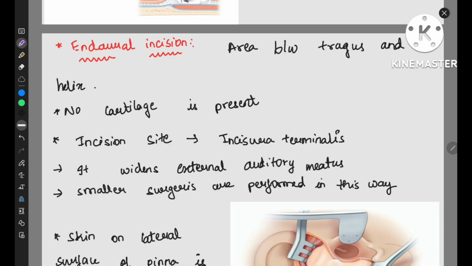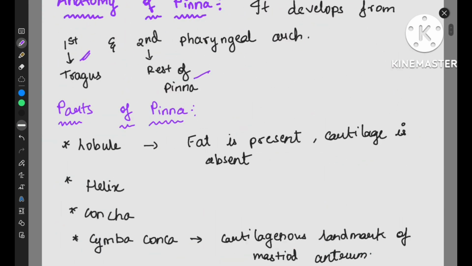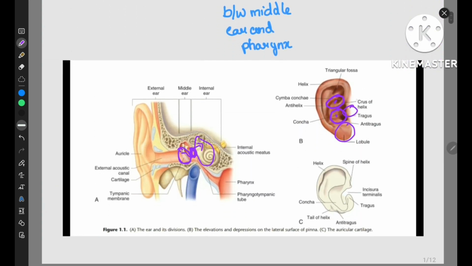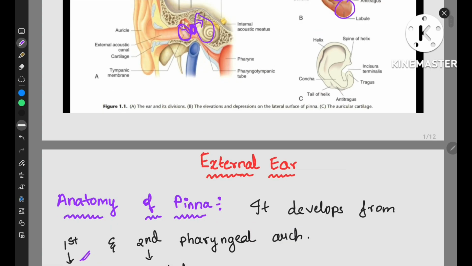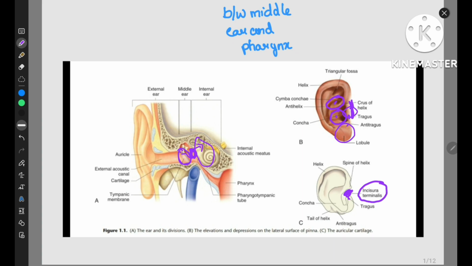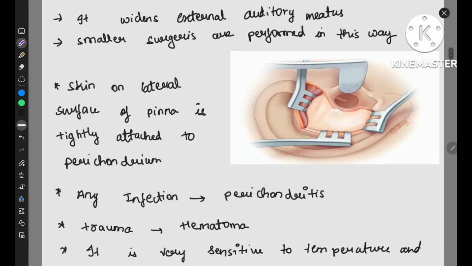Now we find another type of incision known as endaural incision. This is the area between the tragus and the helix. See here, this is the tragus, helix. This is the area where cartilage is absent. See here, cartilage is absent. This is known as incisura terminalis. Here the incision is given, which is known as endaural incision.